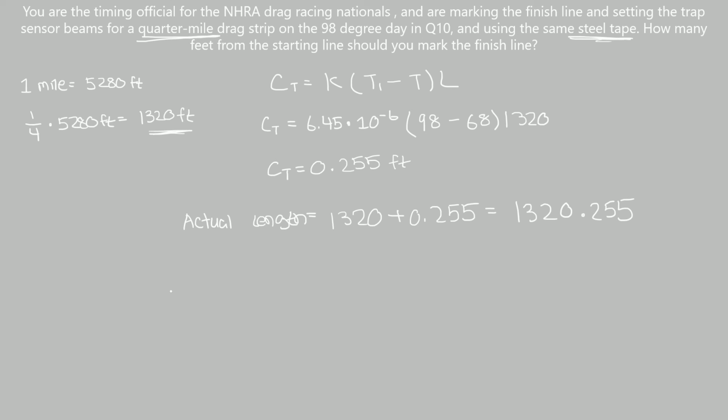So we actually want to subtract from how much we want to measure, right? So 1320 minus 0.255 equals 1319.74 feet. That's what we actually want to measure out, since on a hot day your tape expands, so it's actually longer than what the reading suggests the actual length is.